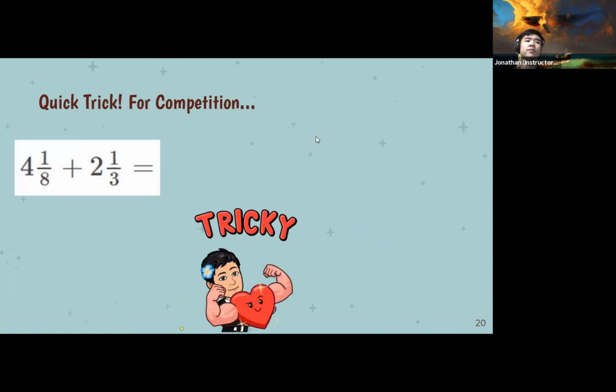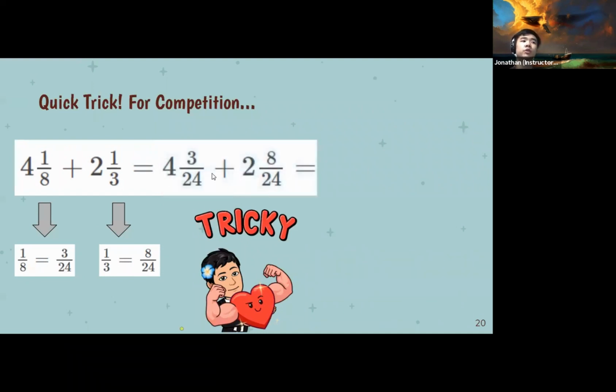So for those that are math competition oriented, here's a quick trick. You only have to convert the proper fractions. So 1/8 you convert to 3 over 24, and 1/3 you convert to 8 over 24, because the least common multiple of 8 and 3 is 24. So you get 4 and 3 over 24 plus 2 and 8 over 24, which is 4 plus 2 is 6, 3 plus 8 is 11 over 24. So that's how you do it faster. You don't even have to convert to an improper fraction. You can keep it in mixed number form, and you can finish.